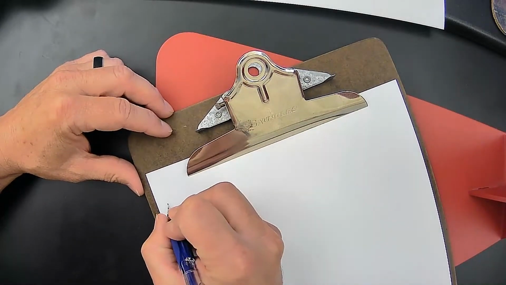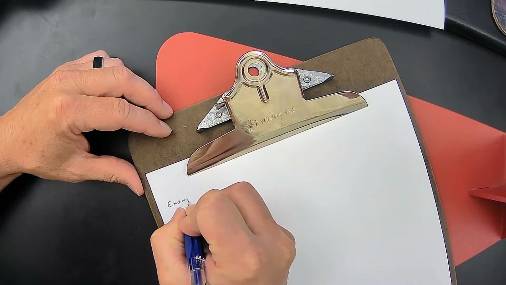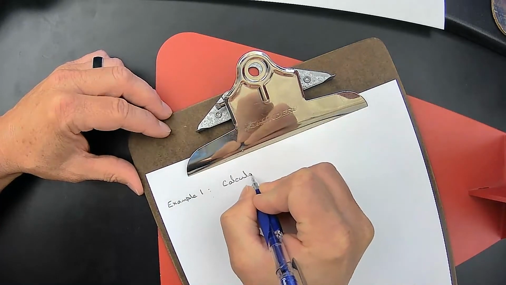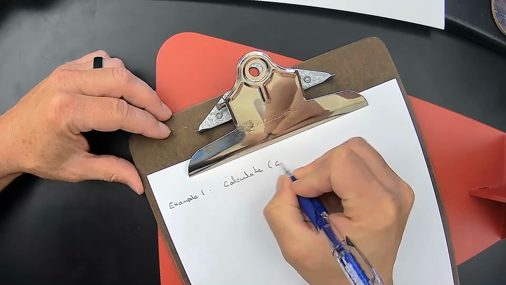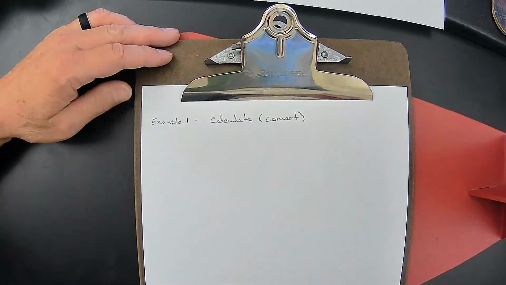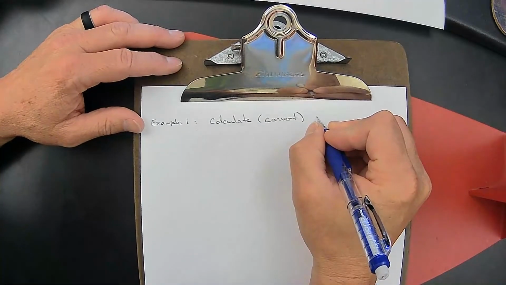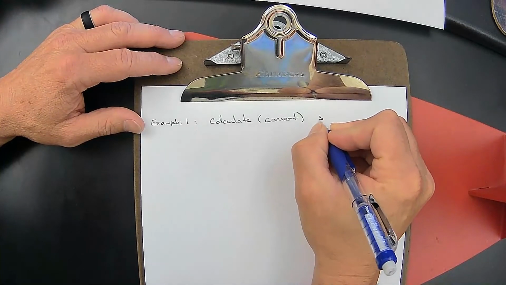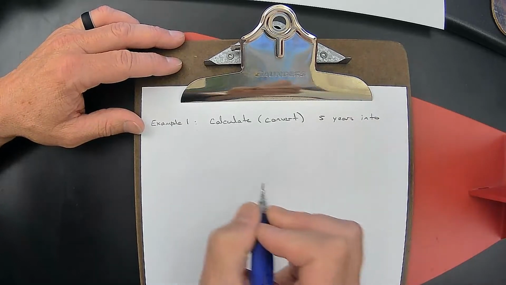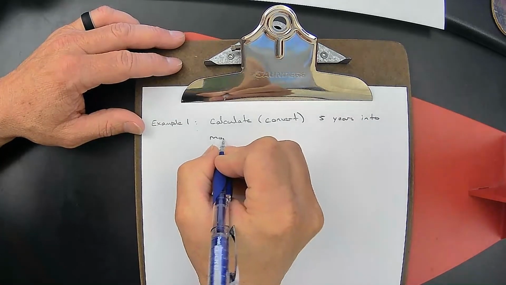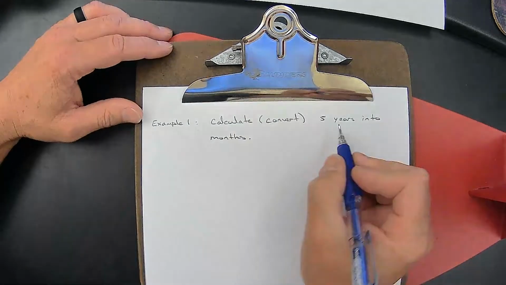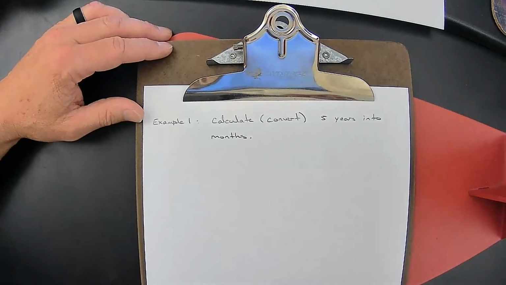So the first example that we're going to look at is: calculate, or sometimes it would say convert, 5 years into months. So we're going to change 5 years into months.